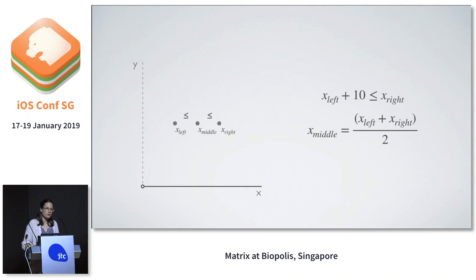And just to make it more interesting, we'll add two other constraints. The first one is saying that left and right points are at least 10 points from each other. And the middle point is actually in the middle, so the distances between left and middle and between middle and right are the same.